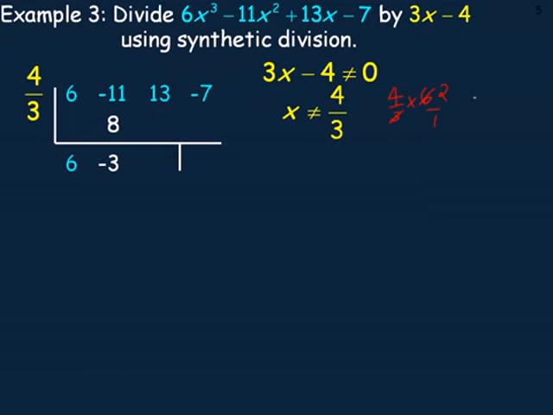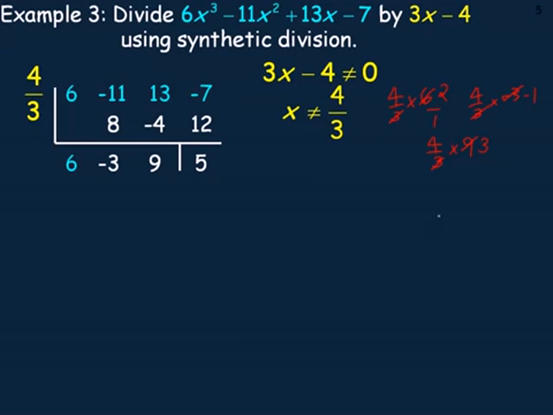So now I need to multiply 4/3 by that negative 3. And the 3 goes into the negative 3, leaving a negative 1. So 4 times negative 1 is negative 4. Adding that to the 13, we get 9. And so one last time, 4/3 times the 9. 3 goes into 9 3 times, and 4 times 3 is 12. And so 12 and negative 7 add to 5.